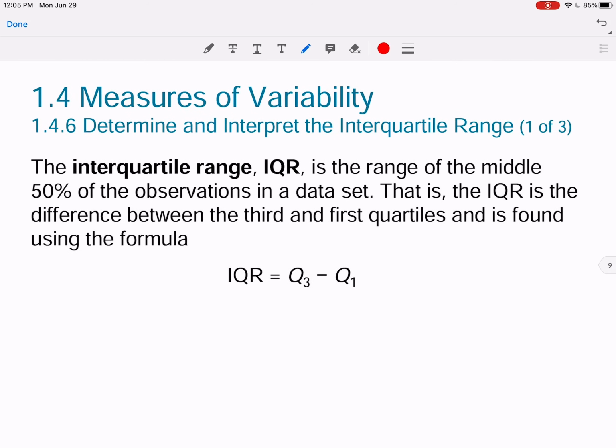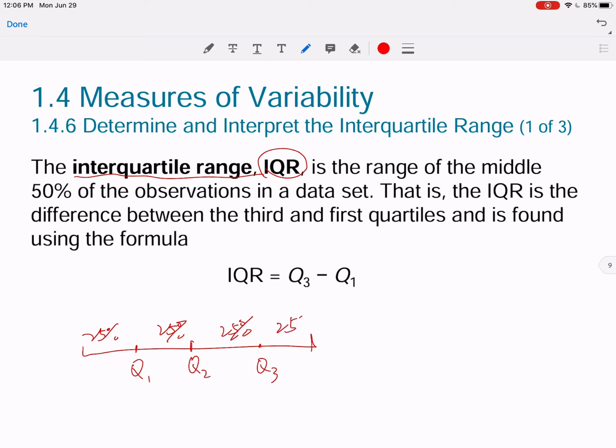Once we know how to find the quartiles, there is a definition called the interquartile range. The shorthand word is IQR. It is a range of the middle 50% of the observations. Let me draw a picture over here. So this whole data set, and let's say this is Q2, and this means Q1, and this is Q3. Now we know each part is 25%, 25%, 25%, and 25%.